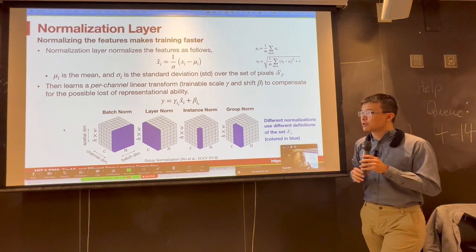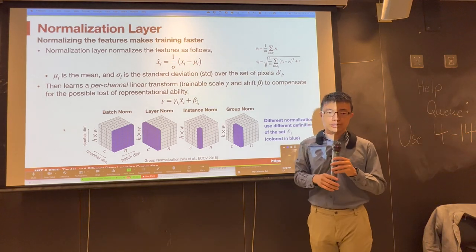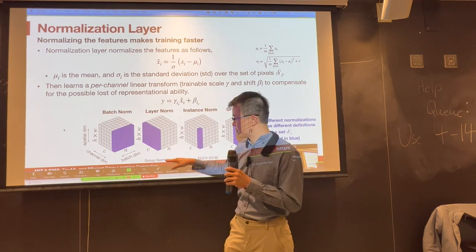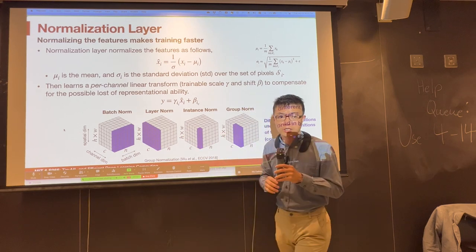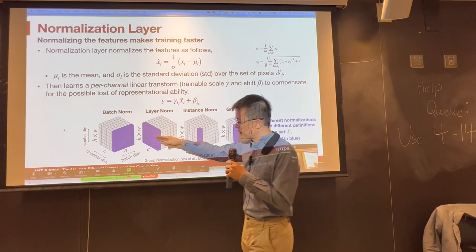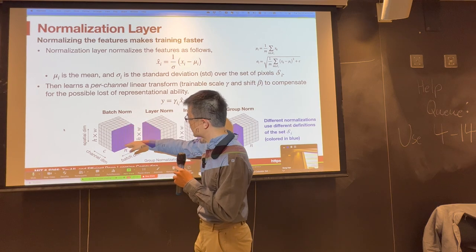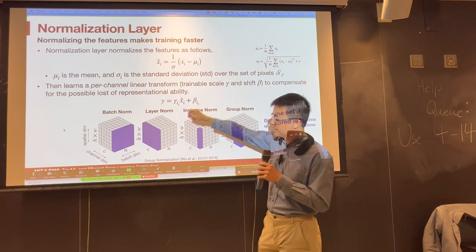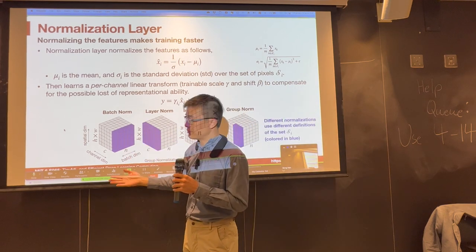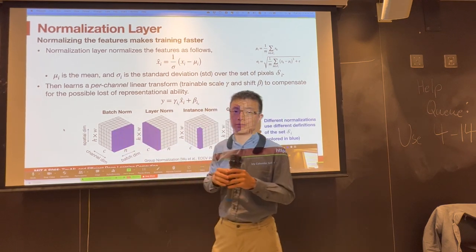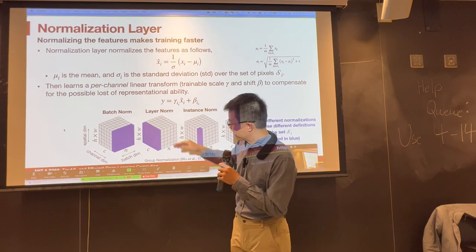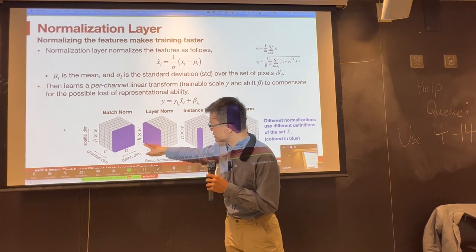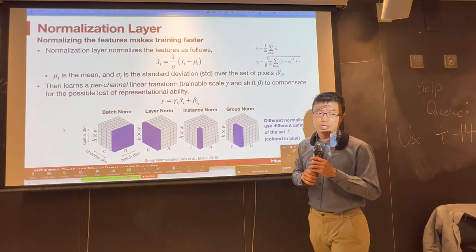And there are several popular normalization dimensions. The most popular is probably batch normalization. In this paper, group normalization summarizes a lot of normalization methods. In batch normalization, we set this set to be in the N dimension, which is the batch dimension, as well as the H and W dimensions. And this is layer normalization, where we select from the C dimension as well as the H and W dimensions.